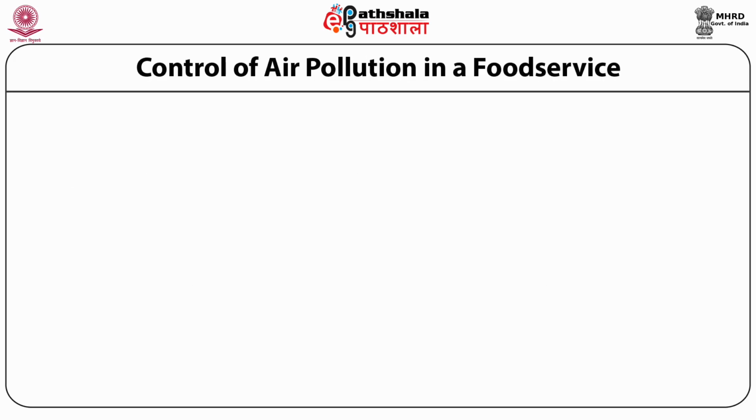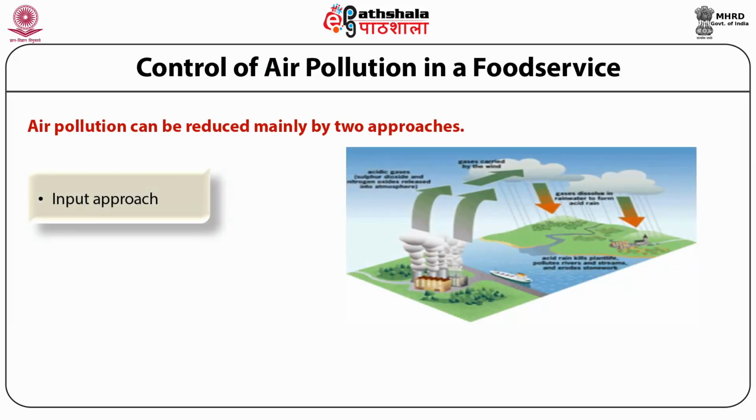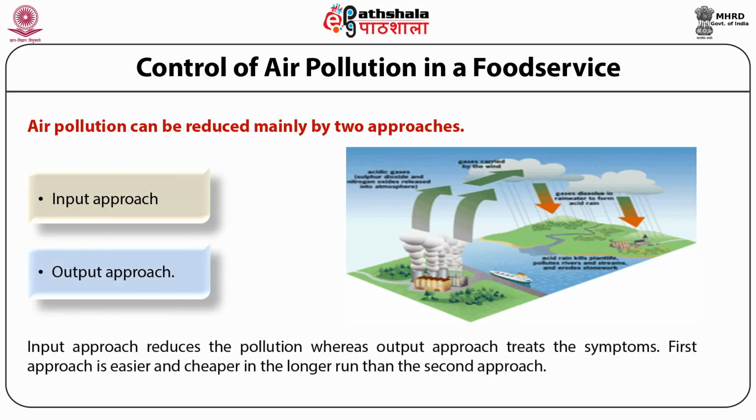Now you will ask, how can we control air pollution in a food service establishment? Look, air pollution can be reduced mainly by two approaches. First is the input approach, and second is the output approach. The input approach reduces the pollution, whereas the output approach treats the symptoms. The first approach is easier and cheaper, and the second one is difficult and longer. Now we'll discuss the methods of controlling air pollution.